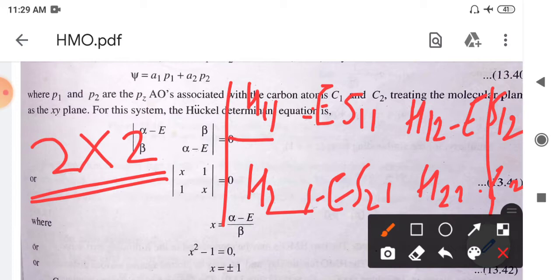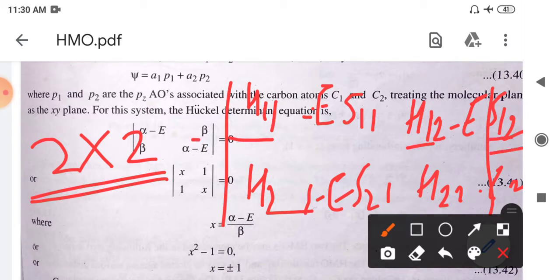S11, which is the overlap integral, is 1. Now, next, what is H12? H12 is equal to beta if the first and second carbon atoms are adjacent to each other, and it is equal to 0 when the carbon atoms are not adjacent or not neighbors of each other. So here, in the case of ethylene, H12 means carbon 1 and 2 are adjacent to each other, so this H12 value comes out to be beta.